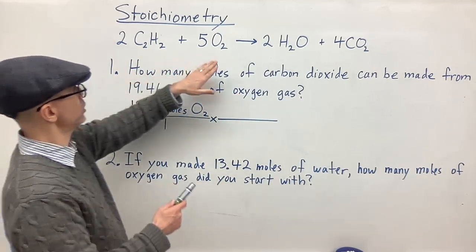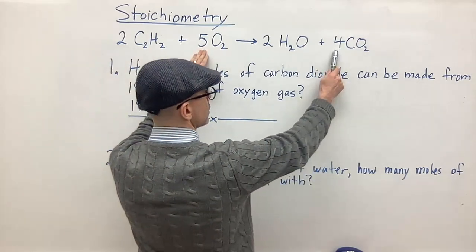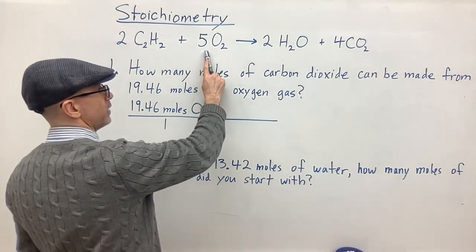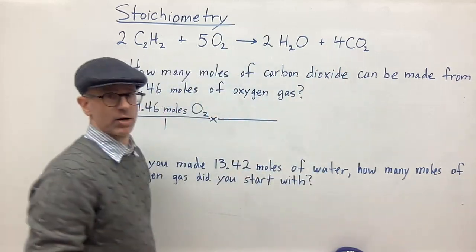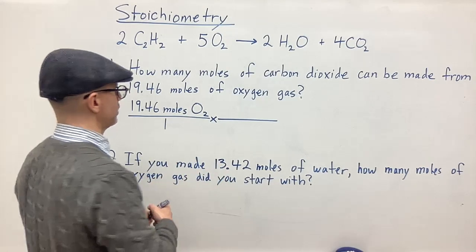So we're going to look at those. The coefficient of oxygen is 5. That of carbon dioxide is 4. So that tells me that for every 5 moles of oxygen that is reacted, I produce 4 moles of carbon dioxide. So I'm going to use that to convert oxygen to carbon dioxide.